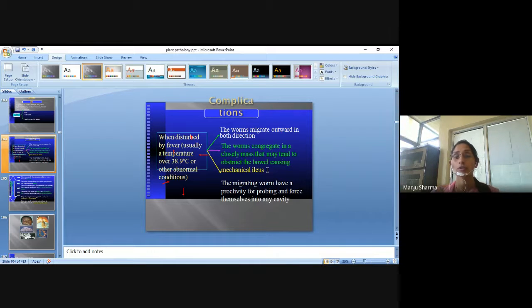The worms migrate in both directions. The worms congregate in a closely packed mass that may obstruct the bowel. The migrating worm has a possibility of probing and further penetration.